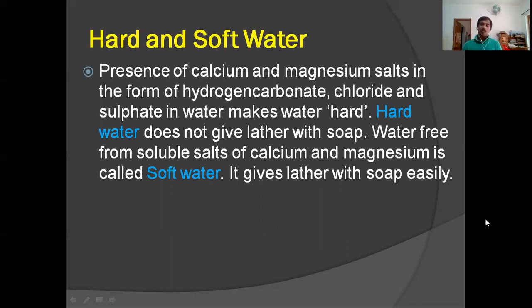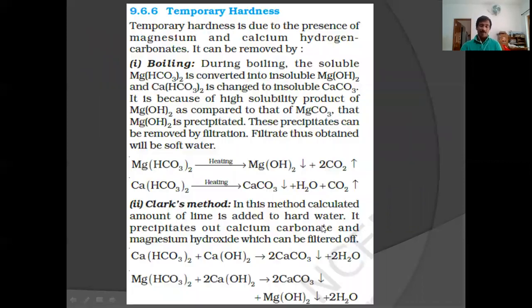Water free from soluble salts of calcium and magnesium is called soft water. It gives lather with soap easily. Why is it soft? Because the soluble salts of calcium and magnesium are not present. We have to study about hard water. There are two types of hard water. First one is temporary hardness.